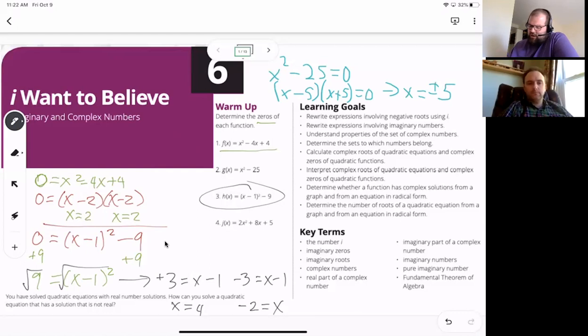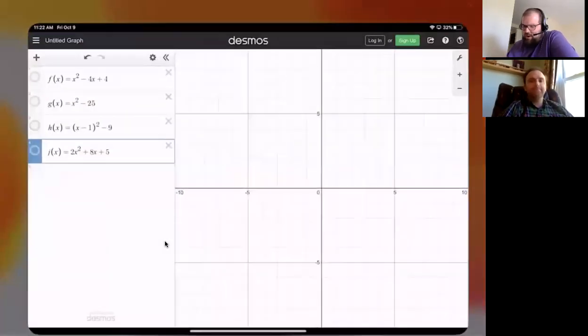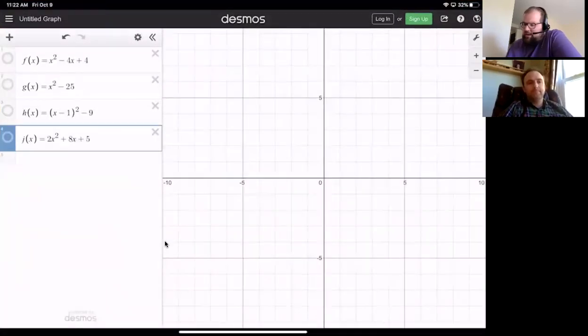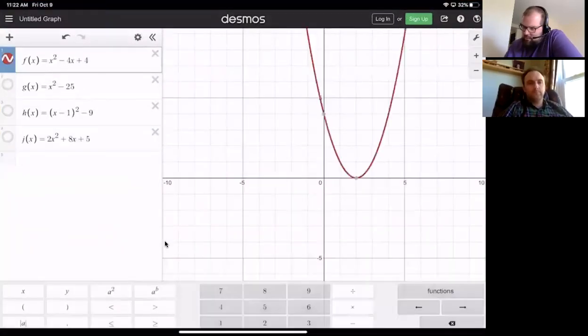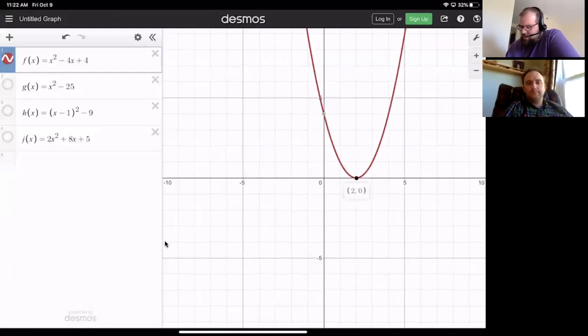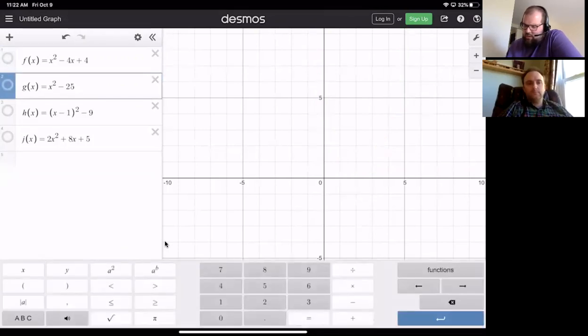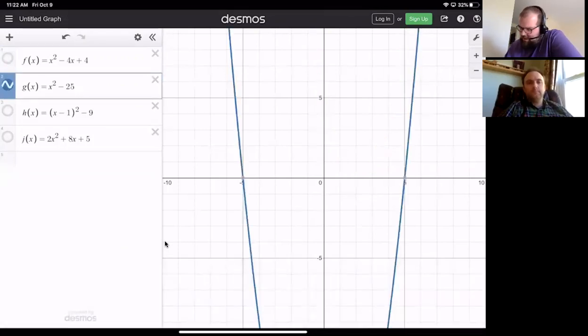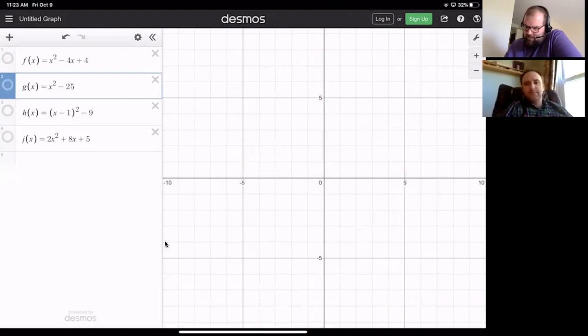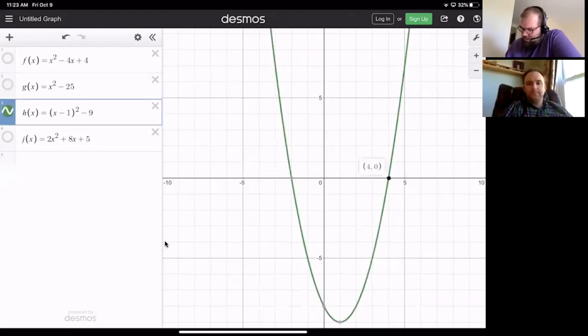we did here with the algebra, you can also do using Desmos, and I've set those equations up here. Looking at the first one, we see that we're at 2 and we only have one zero at that location. For the one that Mr. Butterworth did where he got plus 5 and minus 5, click on those places, and we can see that those x-intercepts are at 5 and negative 5. For the third one, we've got 4 and negative 2.